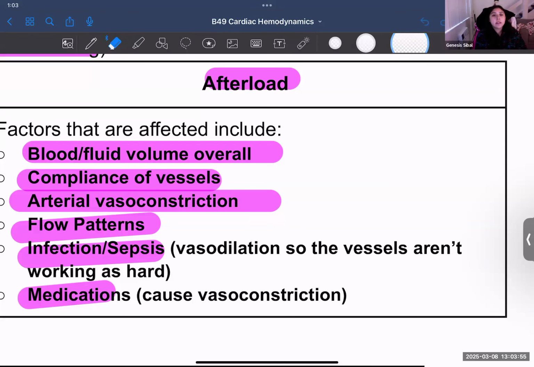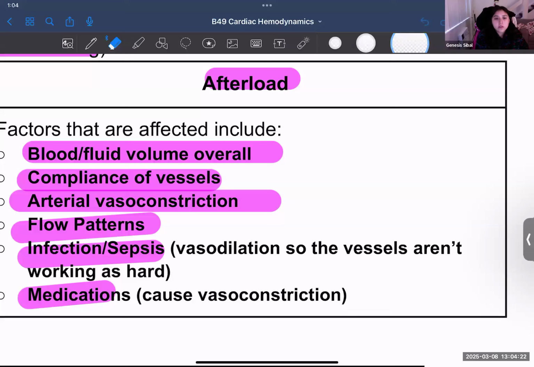With afterload, it's kind of the same thing, because again, with blood or fluid volume overall, I think about it like if you're fluid overloaded, the heart has to work even harder to pump the blood out. Because there's so much edema, so much fluid, it's having to really force it out there. Compliance of the vessel, same thing, the stretchability of the vessels.